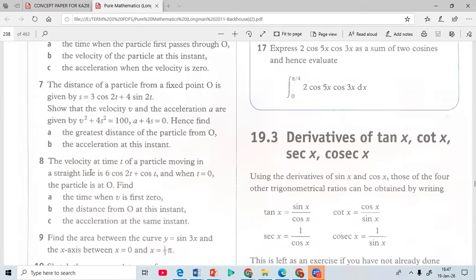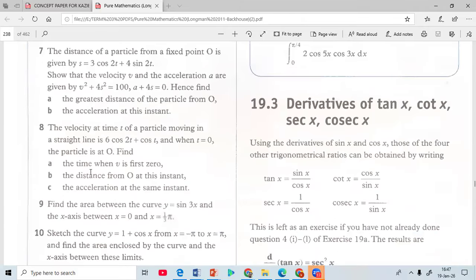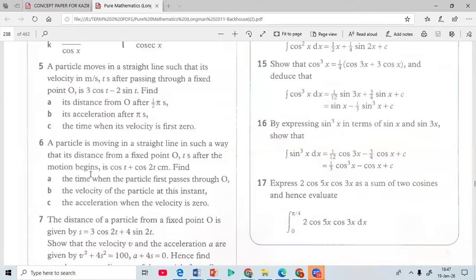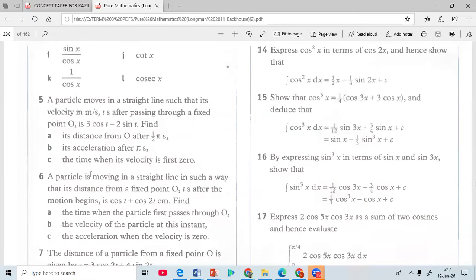The same thing happens on number 8. They gave you velocity, so you may not be able to do it. But in case you know how to integrate velocity to get distance, then it is okay. You can continue and do it. You can try some of these numbers in your free time.